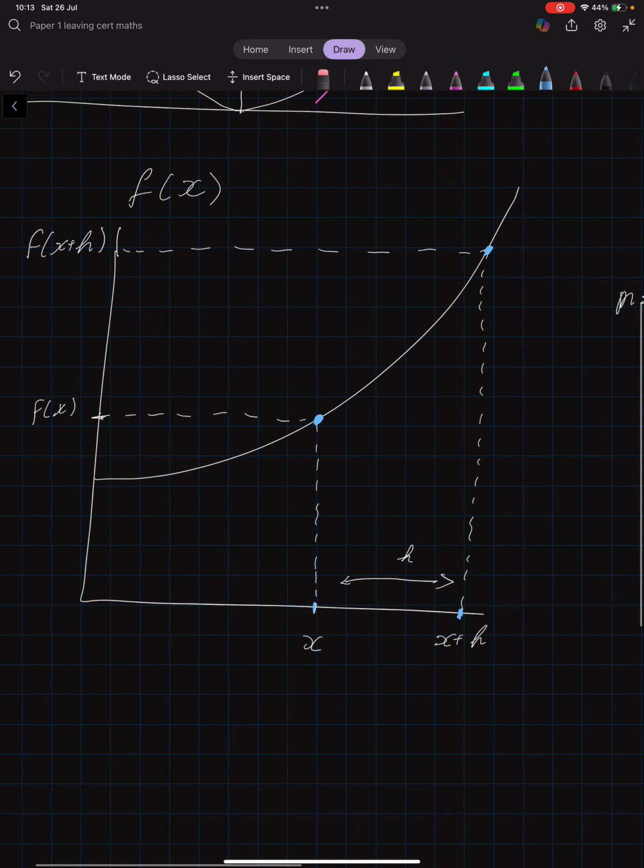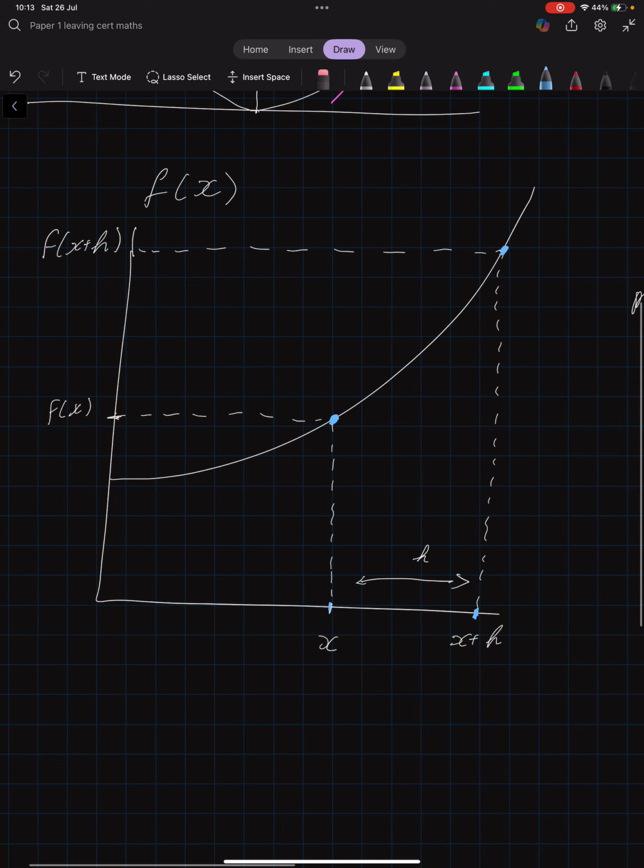Now, first of all, what is the slope that I want to figure out? I want to know the slope right there. That's the slope I'm actually looking for. But what slope am I actually calculating? I'm calculating this slope from there to there. This might seem really stupid at the minute, but give me about five minutes and I'll be able to explain why I'm doing this.